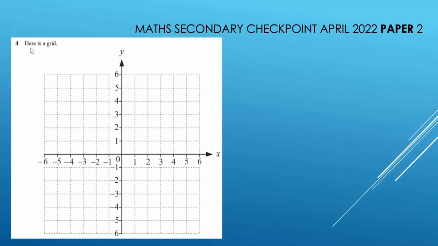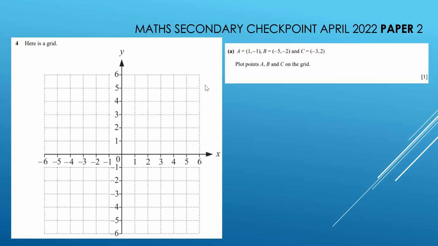Question 4, here's a grid with X and Y axes. A is the coordinate (1, -1), B is (-5, -2), C is (-3, 2). Plot points A, B, C on the grid. 10, 9, 8, 7, 6, 5, 4, 3, 2, 1, 0.